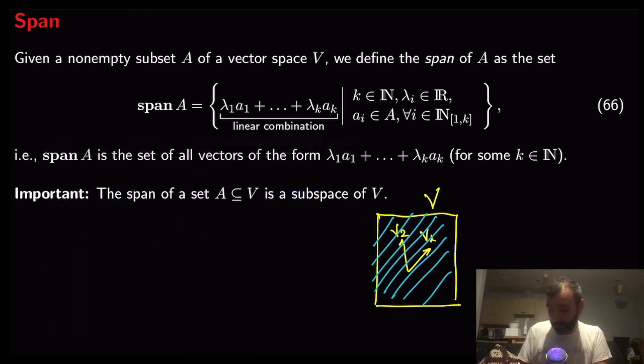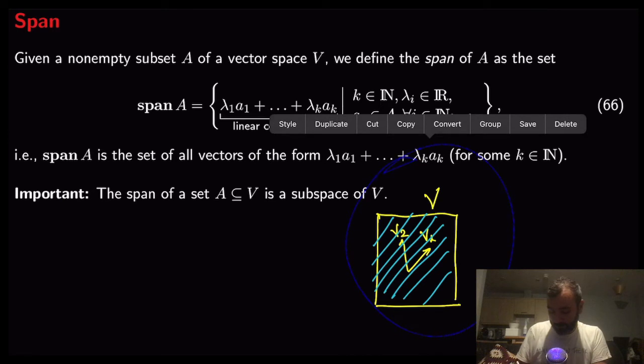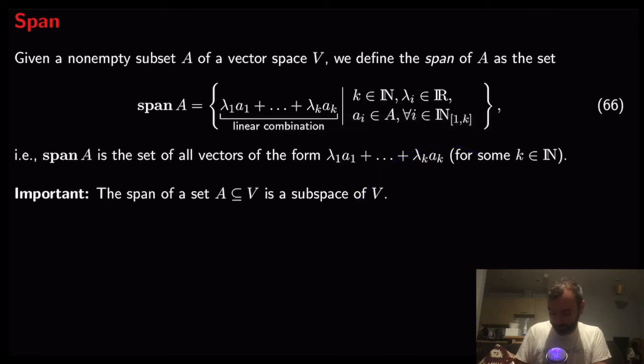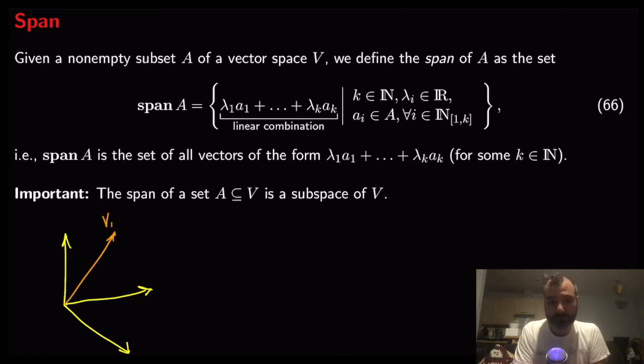I want to make another example here. I want to give you a 3-dimensional example. So you have this 3-dimensional space, and I want to take 2 vectors now. This vector, V1, and this vector, V2. And I'm asking what is the span of these 2 vectors, V1 and V2. I'll repeat what I said before.